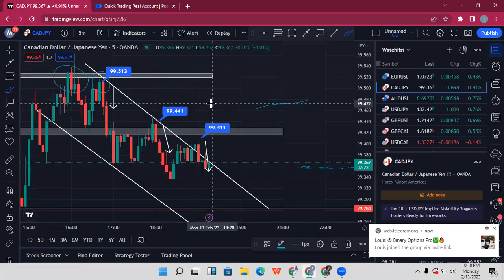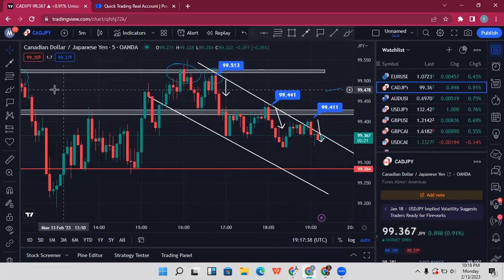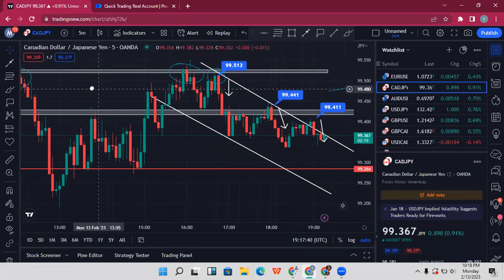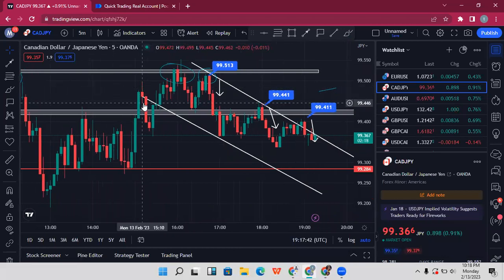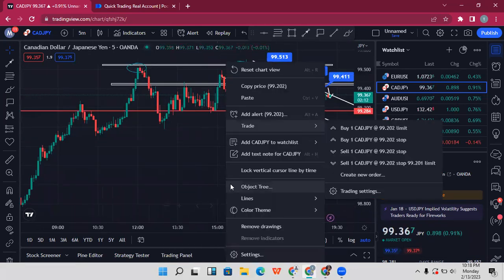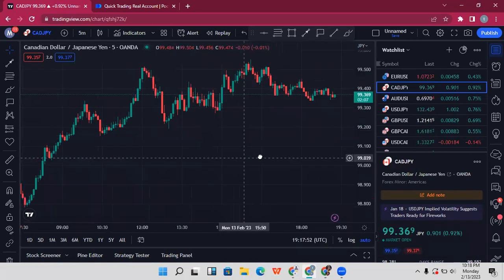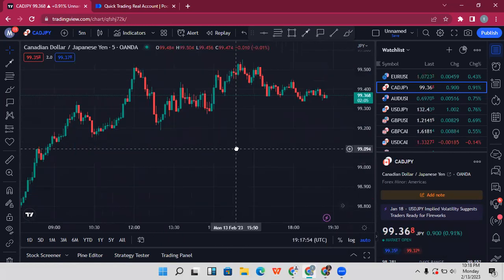So here's the thing. Let's get into this strategy and let me show you how it works. So I drew my first line, which was this line. Actually, let me remove all the drawings and let's create the setups together. Let me remove all the drawings so that you can understand exactly what is happening.